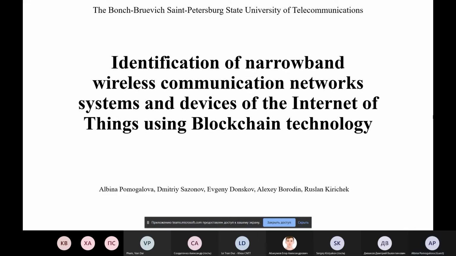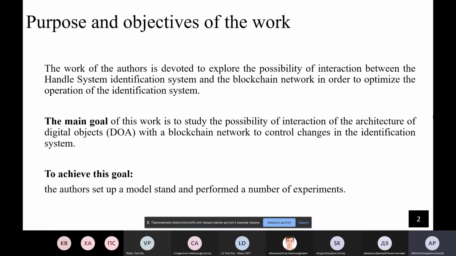My name is Albina Pomagalova, and I'd like to present our work, identification of narrowband wireless communication network systems and devices of the Internet of Things using blockchain technology. Let me start with some introduction to this problem. All of us know that the growth of various devices and sensors of the Internet of Things, the necessity of their organized interaction and accounting is a topical and long-term problem since the beginning of the development of the Internet of Things as a concept.